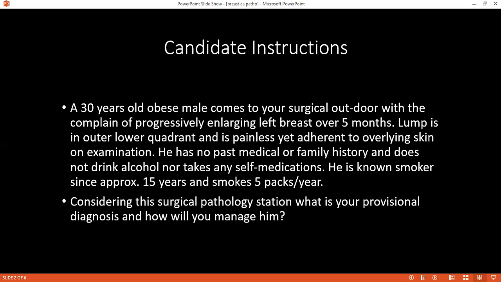First of all, I'm going to do a thorough clinical examination of the patient, including examination of lymph nodes. And then I'm going to go for a mammography. And after that, I'll go for a tissue biopsy, either an FNA biopsy.